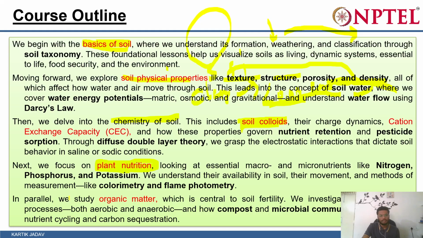In parallel to that, we have studied organic matter. It is a biological property, and this is central to soil fertility. So we investigated decomposition processes, both aerobic as well as anaerobic, and how compost and microbial communities contribute to nutrient cycling and carbon sequestration.